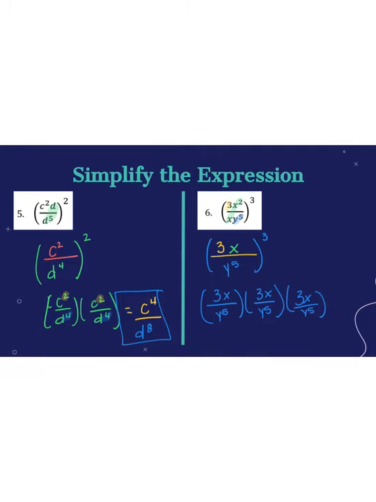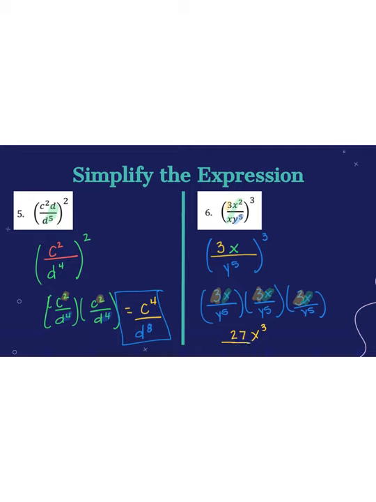Okay, now we have to remember we're going to start with our coefficients or our numbers. So I have a 3 times a 3 times a 3. Well, 3 times 3 is 9, and then 9 times another 3 is 27. So my coefficient on the top is going to be a 27. Okay, and now I'm going to look at my x's. I have 1x right here, 1x right here, and 1x right here. Remember, when we multiply, we add the exponents. So that means I have an x to the third, because there's 3 of them.